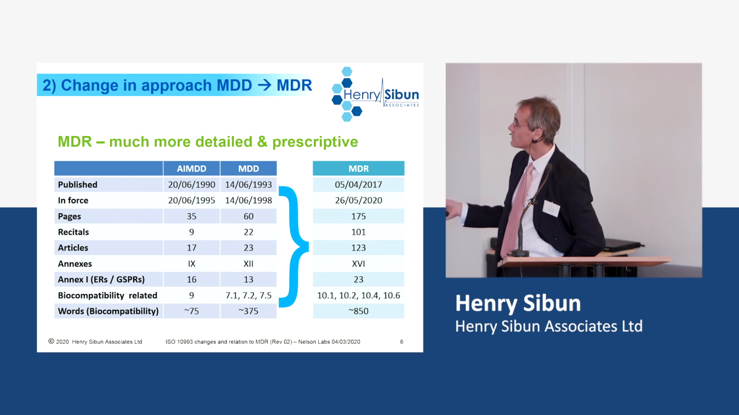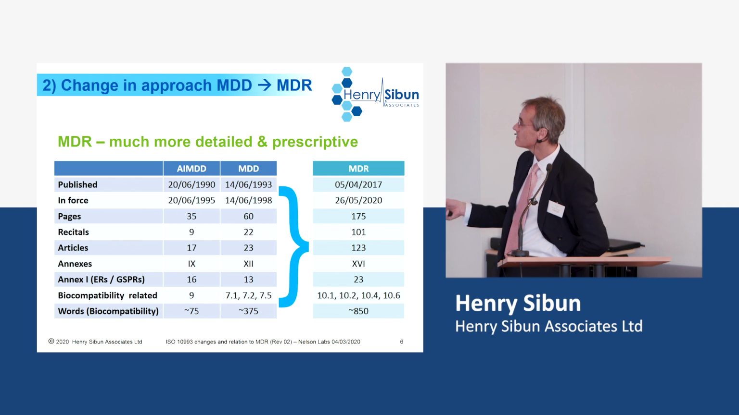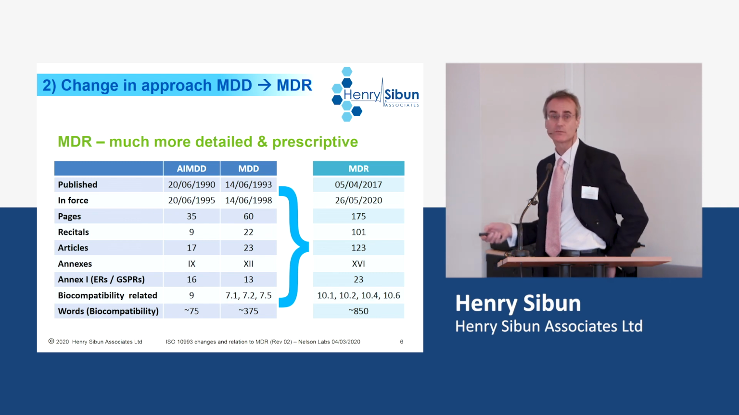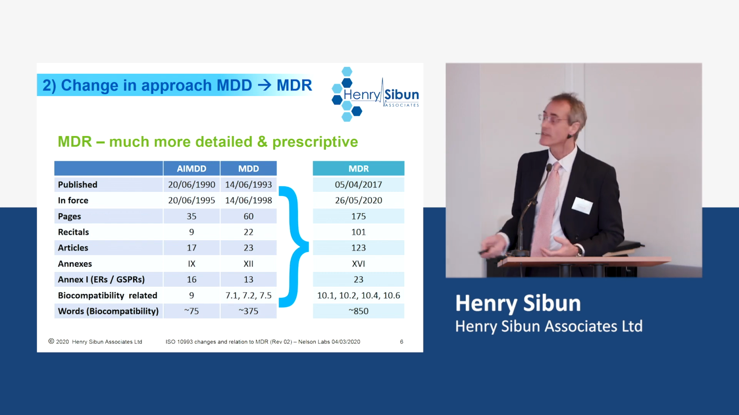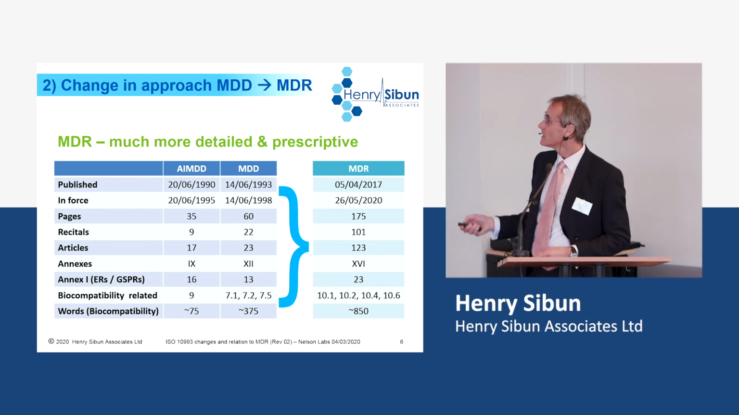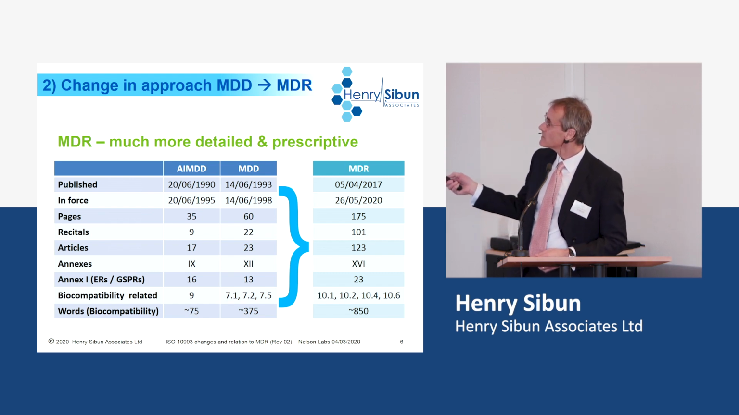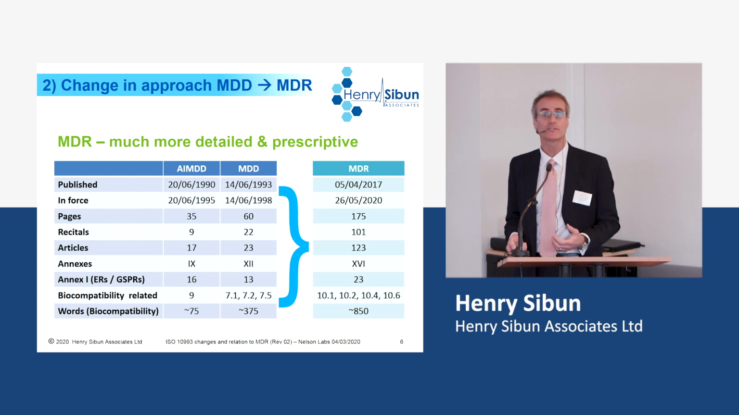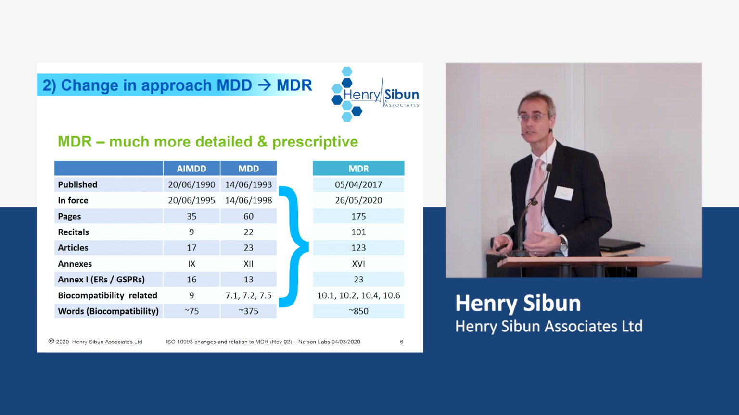The articles have gone from 23 to 123, 12 to 16 annexes, and these essential requirements, which are the basic requirements, we now have from 13 to 23, and they're recalled the general safety and performance requirements. What's changed here? This document is about 2.5 times the size of these two put together. And again, it's not so much down to a lot of new requirements, it's just really telling you in a lot more detail what you should always have been doing in the past.